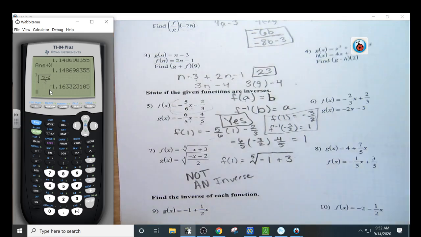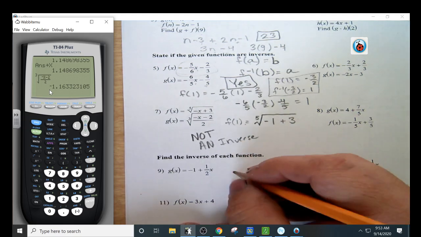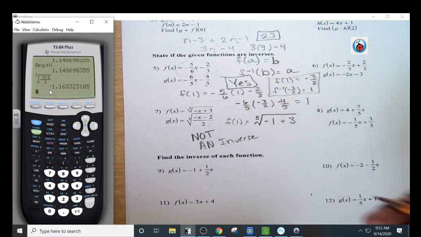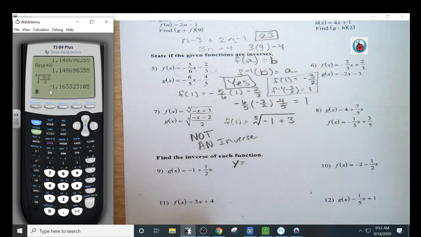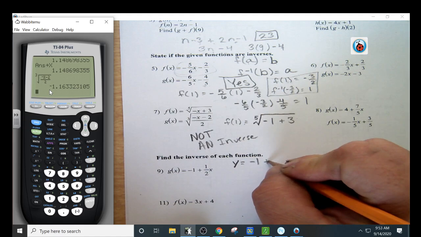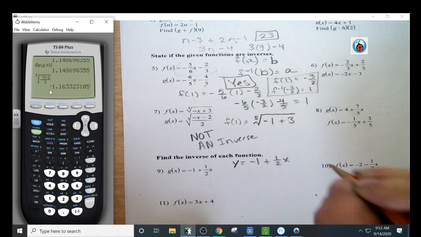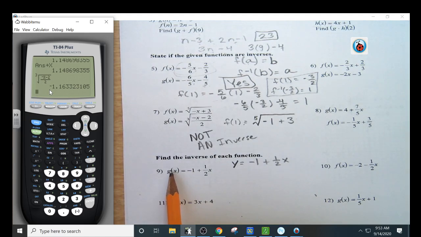All right, guys, the next part is you're going to find the inverse of each function. So, guys, if you remember, the first step when finding an inverse is you change your function notation to y equals negative 1 plus 1 half x. So the first thing you do if you're taking an inverse is you change that g of x, or whatever that function notation is, to a y because it's easier to work with.